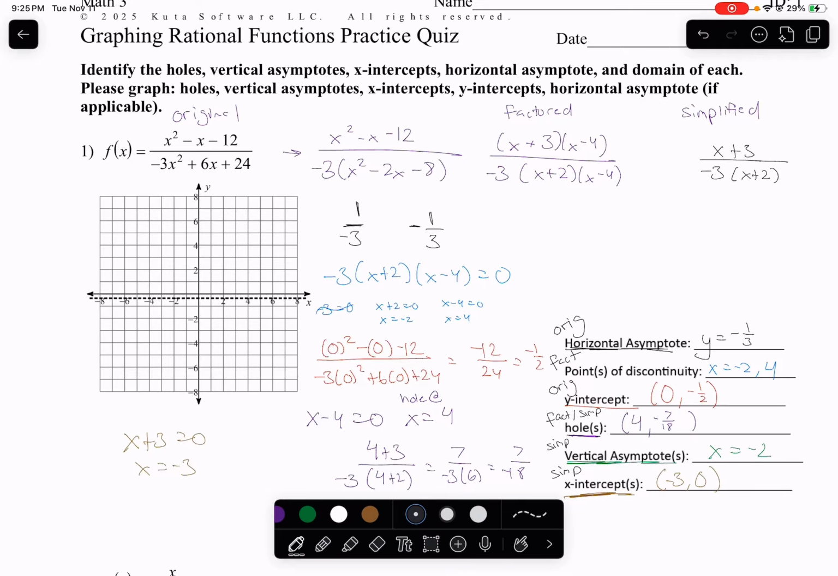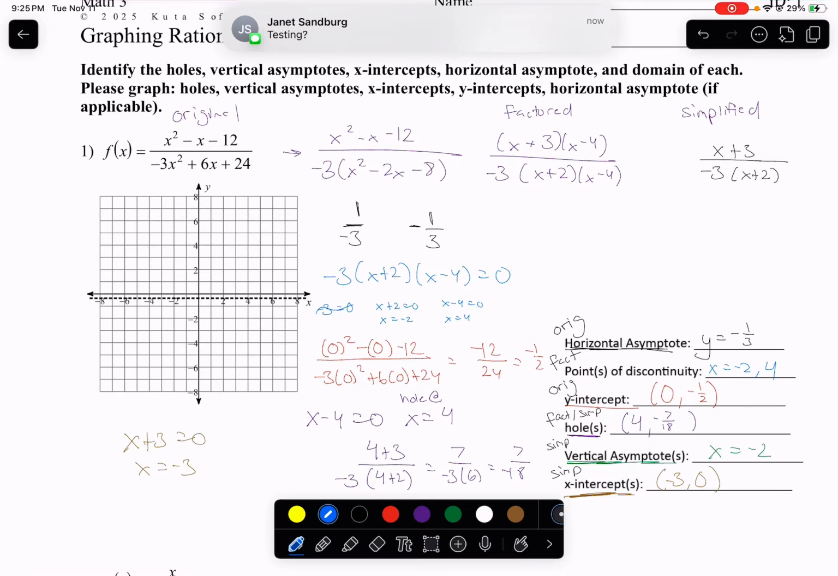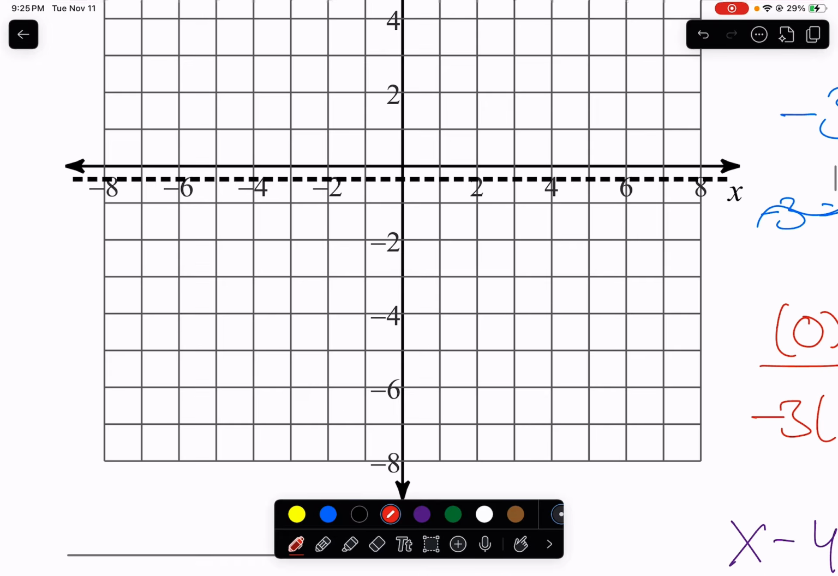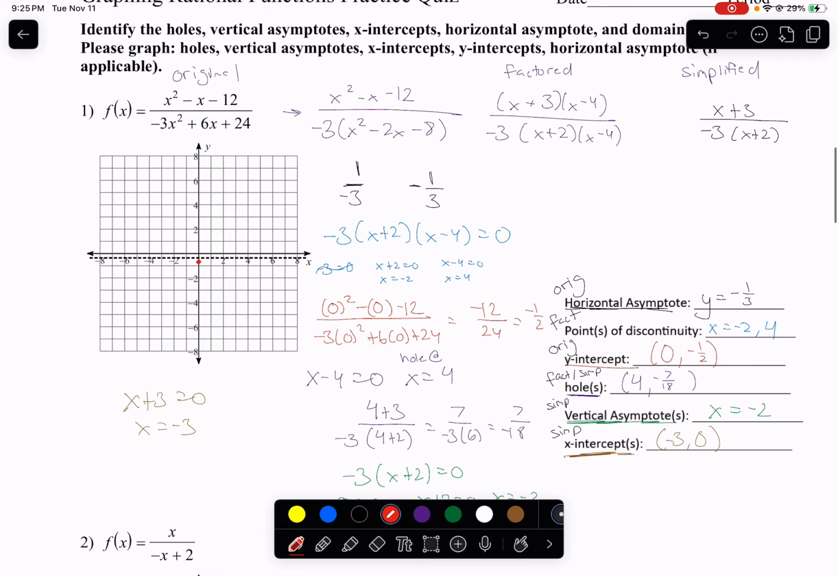And then my points of discontinuity, I did that in blue. Oh, actually, I'm sorry, we don't graph points of discontinuity. Your points of discontinuity end up either being a hole or a vertical asymptote, so we account for that when we graph those. Our y-intercept here occurs at 0, negative 1/2. So I go here to 0, I go to negative 1/2, and I plot my y-intercept.